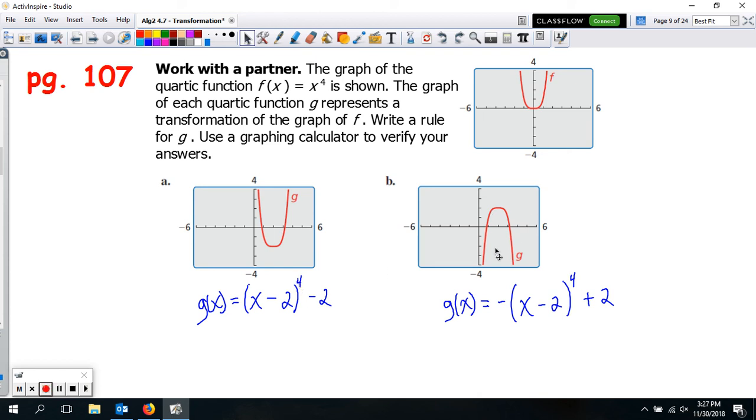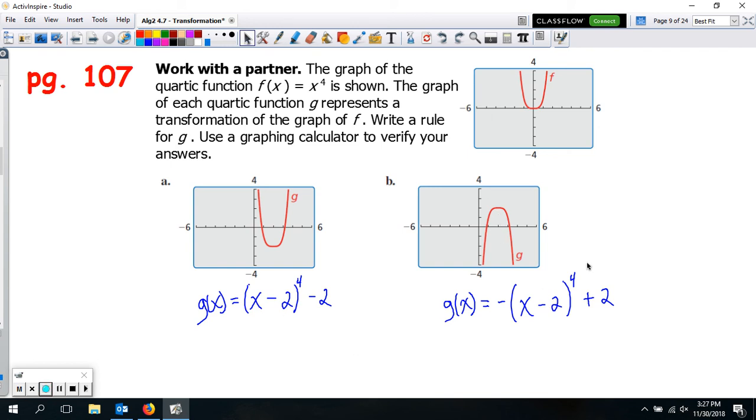This one looks like it flipped and it also moved. So it moved from 0, 0, went right 2 and up 2, but it also flipped upside down, which means we're going to put a negative in front of this parenthesis. So if it moves right 2, it's also going to have the x minus 2, just like this one did.